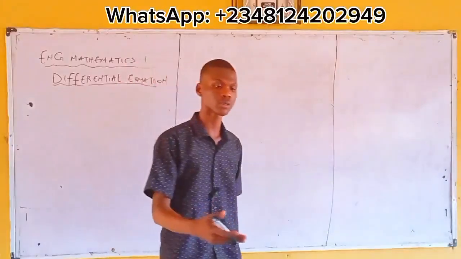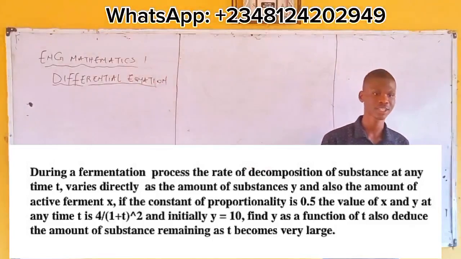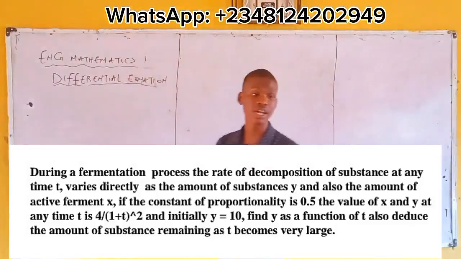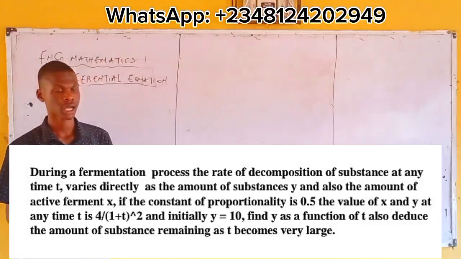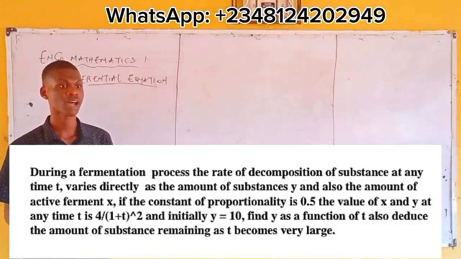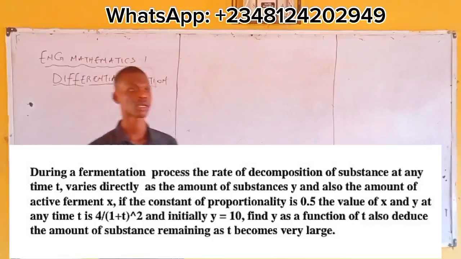Right, now read the question. During a fermentation process, the rate of decomposition of a substance at any time t varies directly as the amount of substance Y and also as the amount of active ferment.